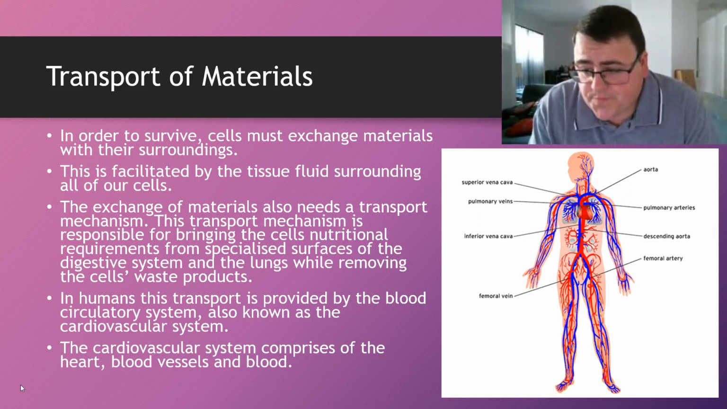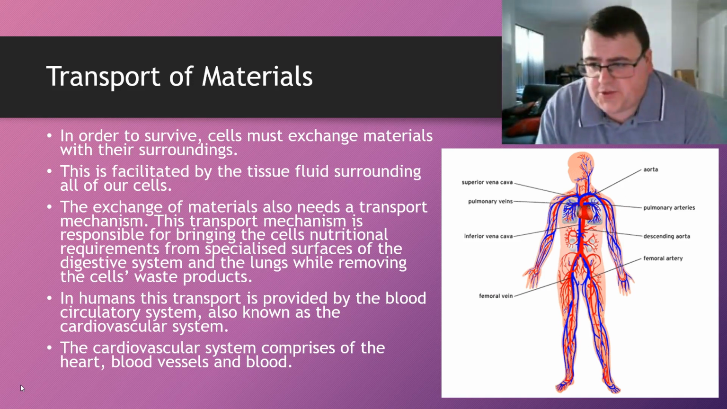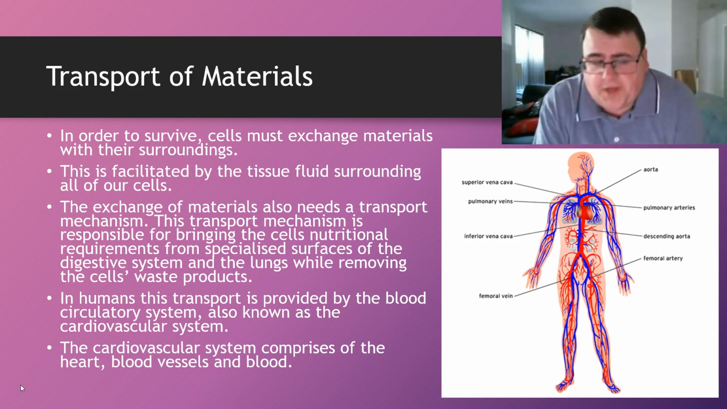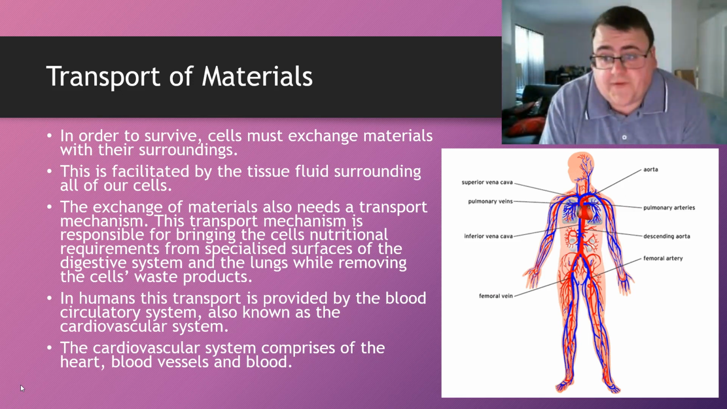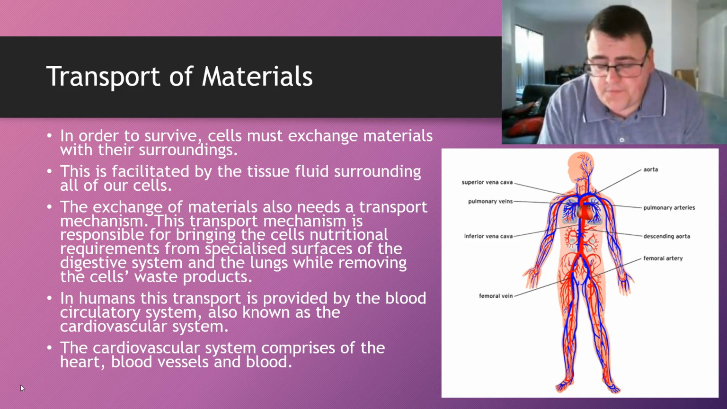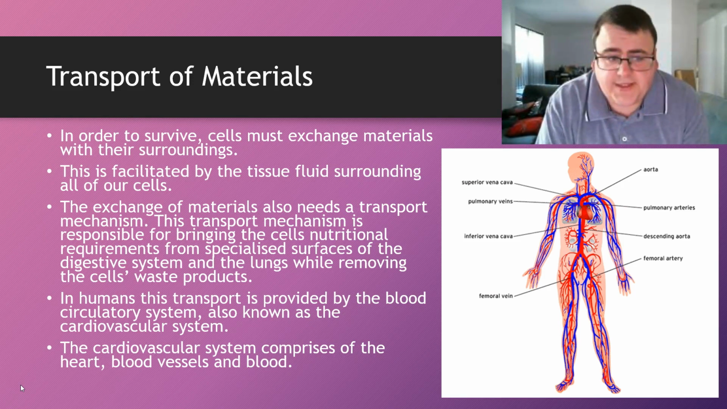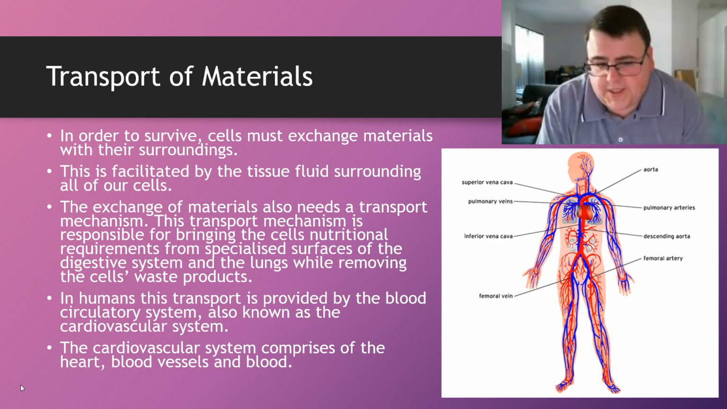Alright, so first off, when we're talking about transport around the body or blood around the body, we need to talk about what the purpose of having blood around our body is, and that purely the purpose is the transport of materials. So if our cells weren't exchanging materials with our surroundings, we wouldn't be able to survive. Organisms wouldn't be able to survive. All of that is done through the tissue fluid surrounding the cells, so the extracellular fluid around the cells.